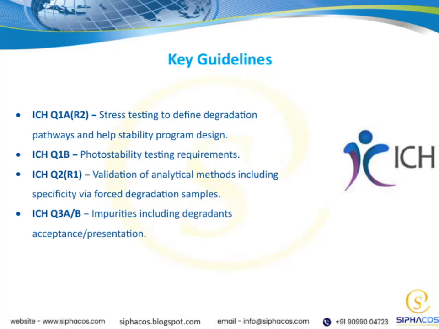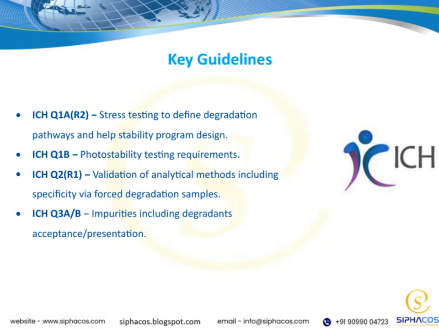Let's take a closer look at some key guidelines that are essential in our stability testing and validation processes. First, ICH Q1A(R2) emphasizes stress testing, which is crucial for defining how a product degrades over time. This not only helps us understand the degradation pathways, but also plays a vital role in designing effective stability programs. Moving on, ICH Q1B covers photostability testing requirements, ensuring that our products are evaluated for their stability when exposed to light, which is especially important for products sensitive to light-induced changes.